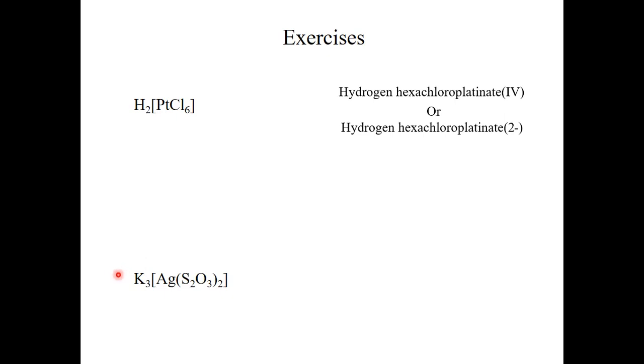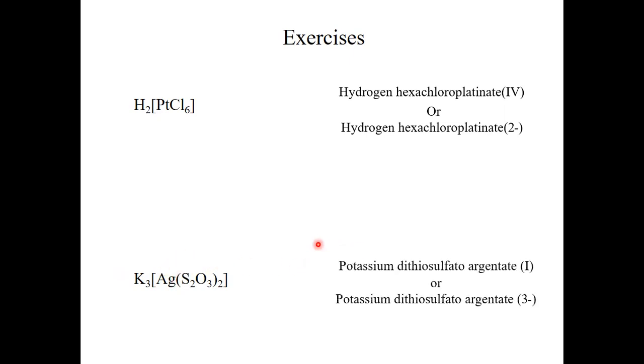Would it be potassium dithiosulfato argentate? Correct. That's correct. So you see that in this case, you need to use the Latin name for the metal, which goes along with the element symbol, which in this case is argentum, but remove the ending um and place the ending ate directly behind argent. That makes it an argentate.